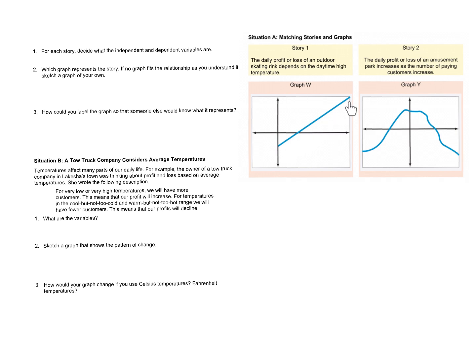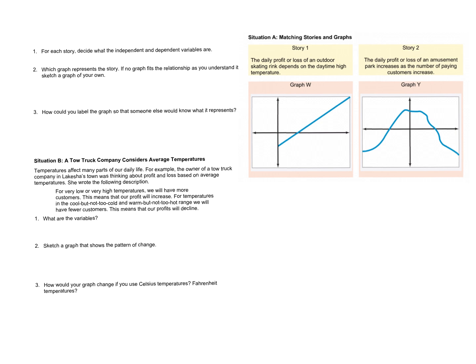Whereas this graph shows story 2, the number of people, as it increases, the profit goes up. So profit is on the y-axis as well, and on the x-axis will be the number of people. It's a very linear graph: as the number of people goes up, the profit goes up too. And then, how could you label the graph so that someone else would know what it represents?